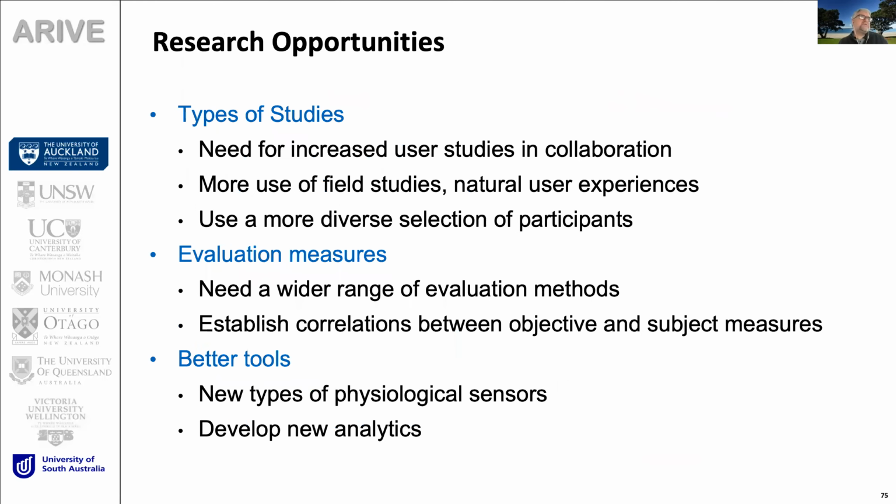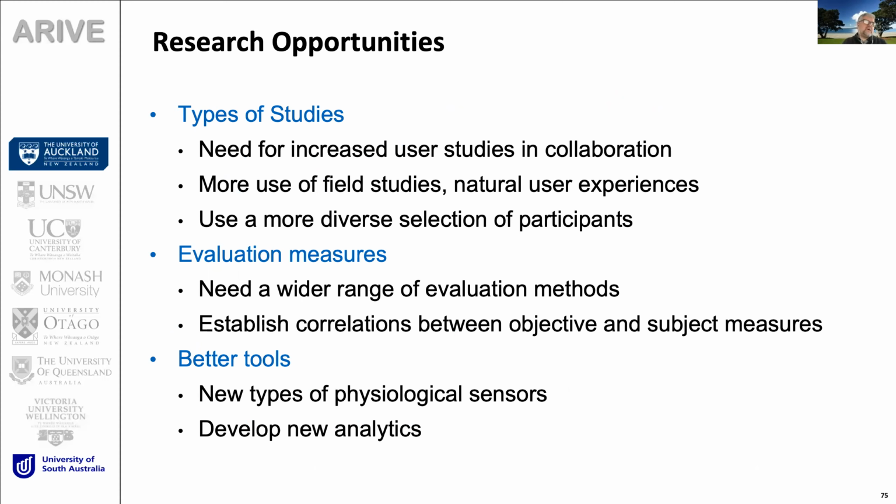There's also a lot of opportunities for research. As I showed from our meta review, there's really a need for increased studies in collaboration in particular, but there's also a need for more use of field studies. You know, what do people do when they're using AR devices out in the real world? And having a more diverse selection of participants. You don't just want to have university students, but how do elderly people or people with different abilities interact with VR? We need a wider range of evaluation measures and also to look at the correlations between objective and subjective measures.